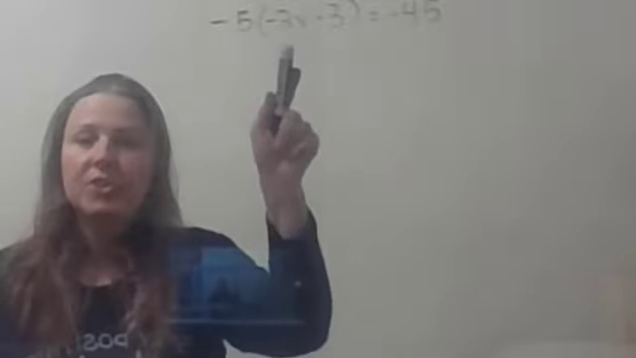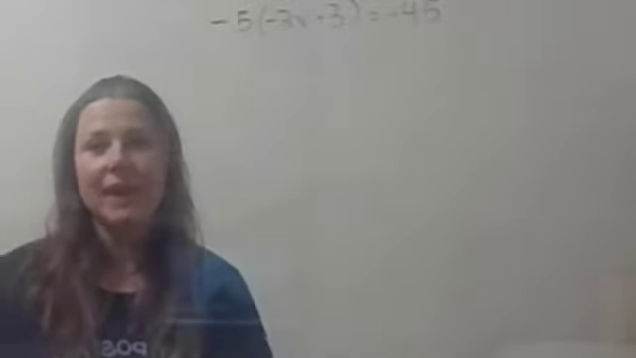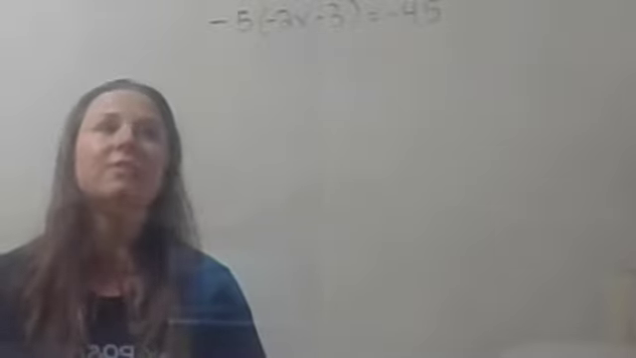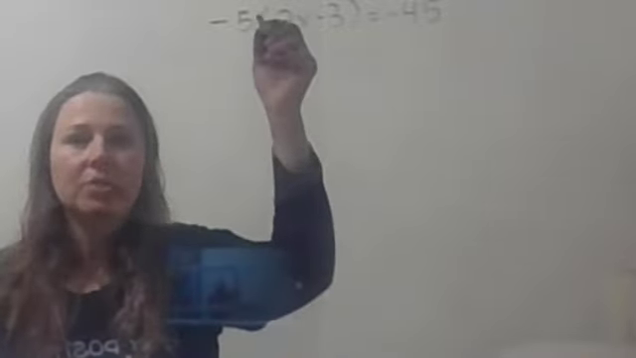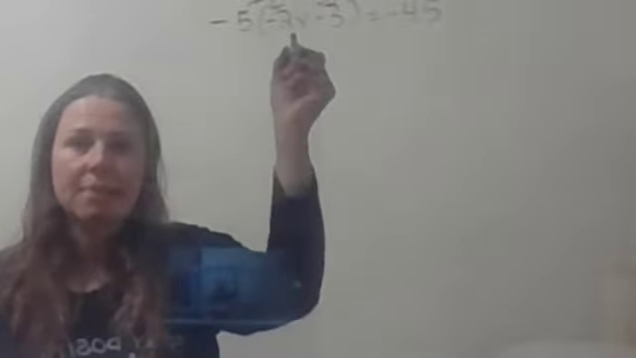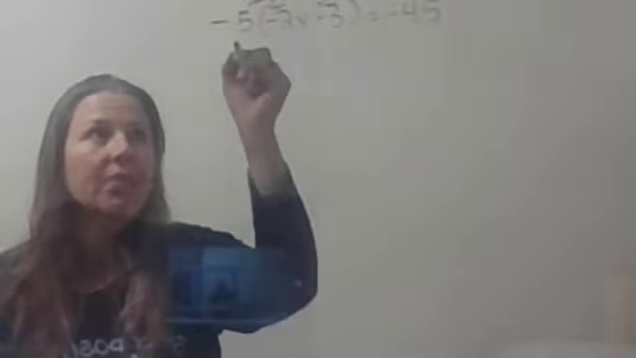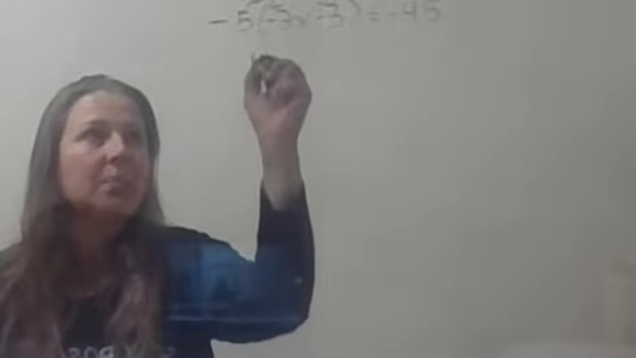We have -5 times 2x minus 3 is equal to -45. That's a lot of negatives. So the first step is going to be to distribute the -5. Now, a negative times a negative is a positive. So -5 times -2x is positive 10x.